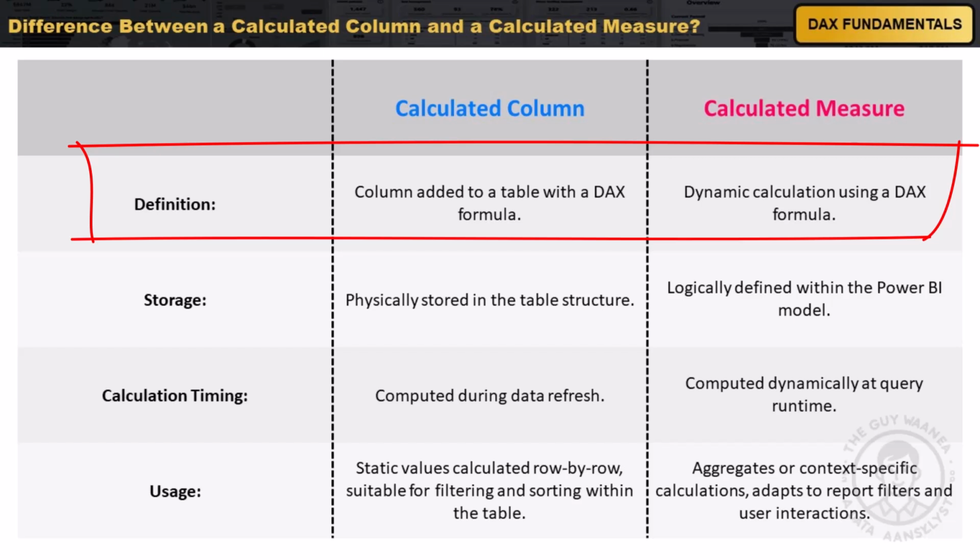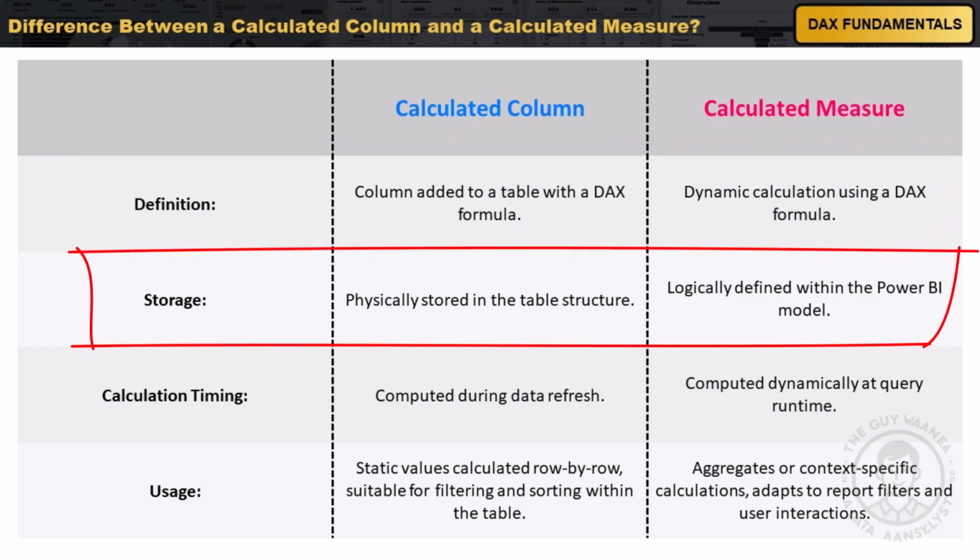A calculated column is created by adding a new column to a table using a DAX formula, which calculates a value for each row. Meanwhile, a calculated measure is a dynamic calculation that uses DAX formula logic to perform aggregations, comparisons, or complex calculations based on the data model and is not stored as a physical column but as a logical definition in the Power BI model.